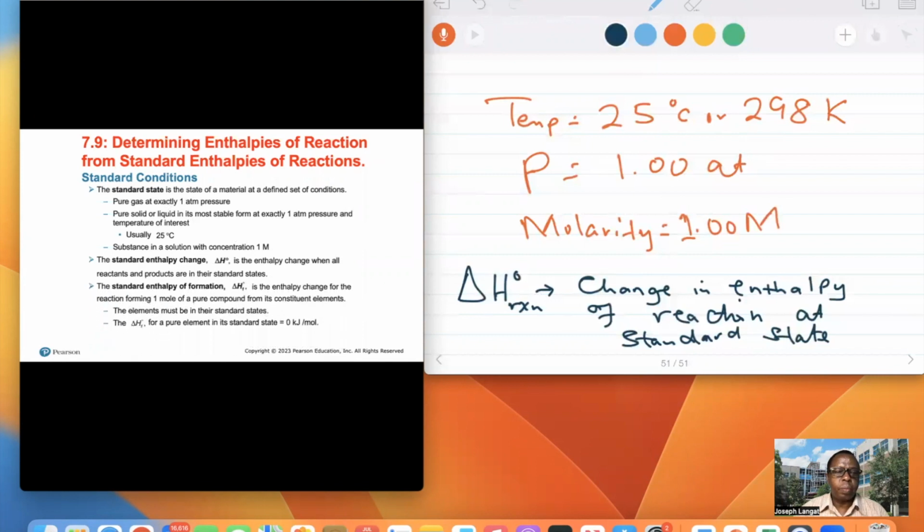We can use the standard enthalpy of formation to calculate the standard enthalpy of reaction. And remember, the elements must be in their standard state for the formation. We take the literature values, which are given in the text, and use them to calculate for the reaction.